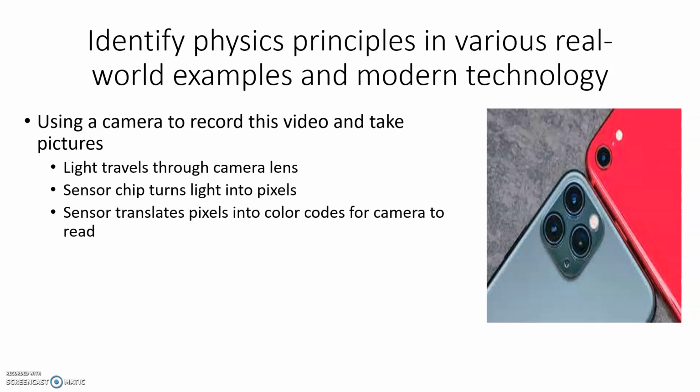Light is an important principle when I want to create memories of my traveling. I used light when I wanted to take pictures or record videos of my trip on my phone camera. The way it works is that light will go through a lens in the camera, and an image sensor chip will turn the light into millions of pixels. The sensor will then measure the brightness of each of the pixels and then translate that into colors for the camera to read.